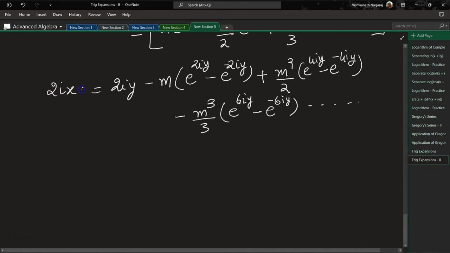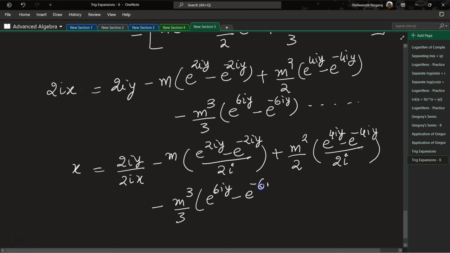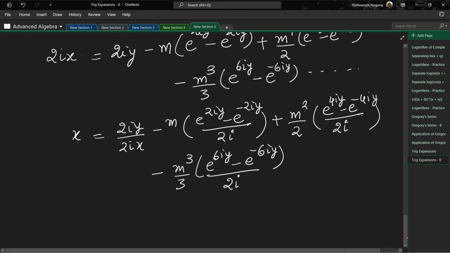Now remember, here I have 2ix. So what I can do is take 2i and divide it throughout. So x is equal to, let's take it inside the bracket, e to the power of 2iy minus e to the power of minus 2iy by 2i, plus m square by 2, e to the power of 4iy minus e to the power of minus 4iy by 2i, minus m cube by 3, e to the power of 6iy minus e to the power of minus 6iy by 2i. Remember, these two i's are coming from the left hand side. So we divided throughout by 2i.